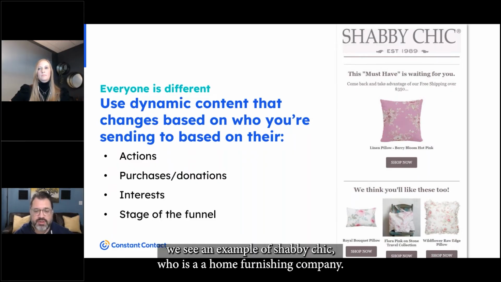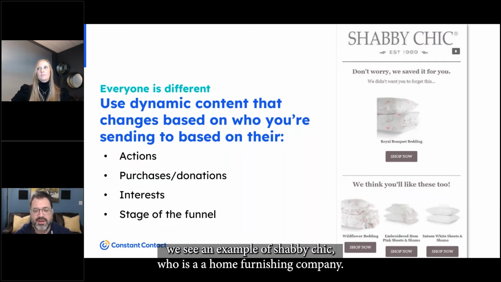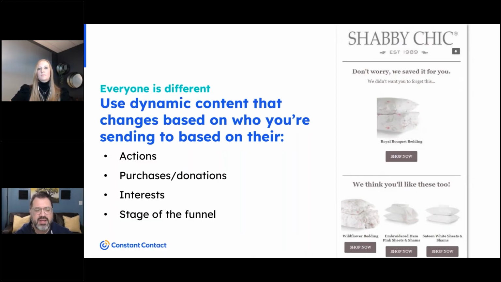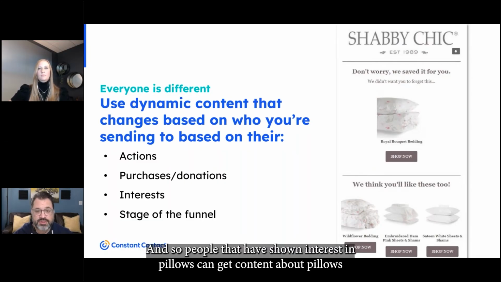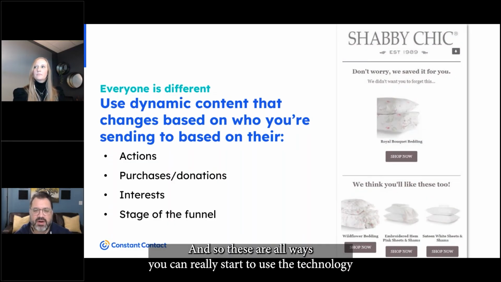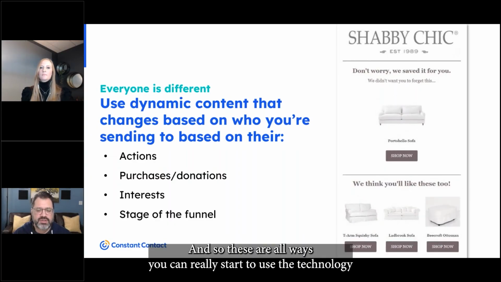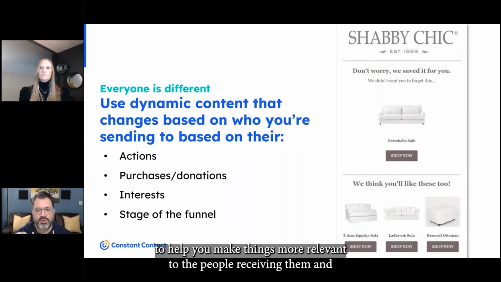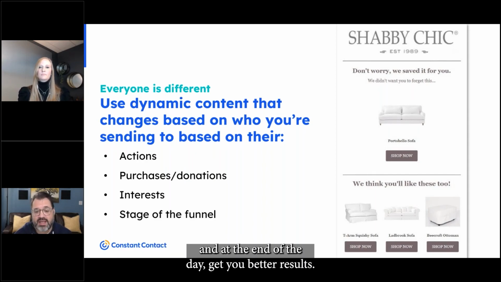On the screen here, we see an example of Shabby Chic, which is a home furnishing company. People that have shown interest in pillows can get content about pillows and product suggestions versus couches and different things like that, right? These are all ways you can really start to use the technology to help you make things more relevant to the people receiving them, and at the end of the day, get you better results.